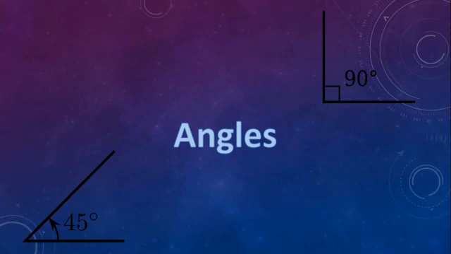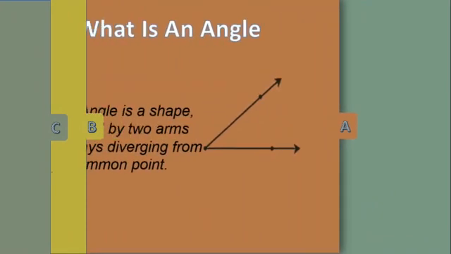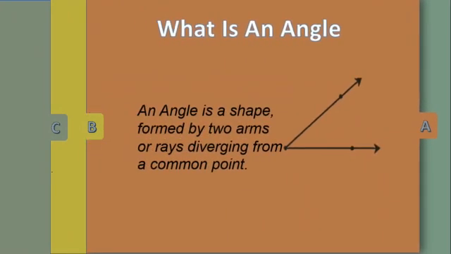Standard 6th, Maths, Chapter 2, Angle. What is an angle? An angle is a shape formed by two arms or rays diverging from a common point.